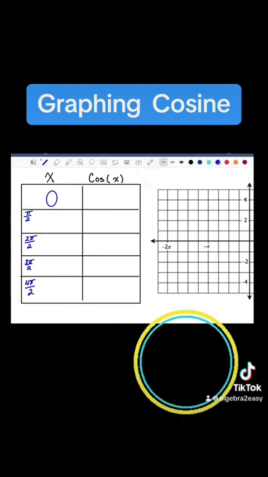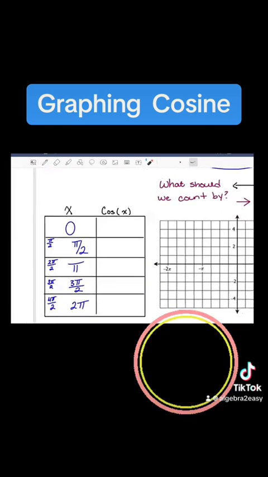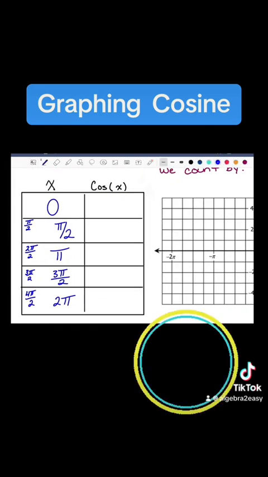Pi over 2 doesn't simplify, so we're just going to leave it as pi over 2. 2 pi over 2 simplifies to pi. 3 pi over 2 stays the same. It's going to be just 3 pi over 2. And 4 pi over 2 simplifies to 2 pi. Now we're going to go ahead and plug in our x values and figure out what the y values are.